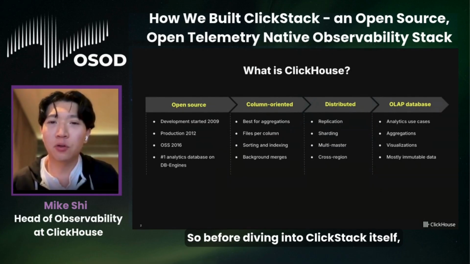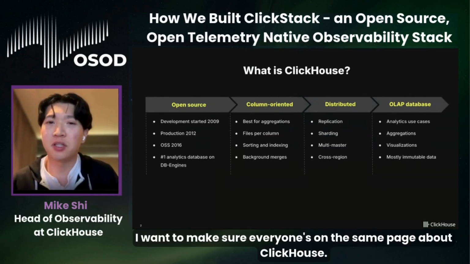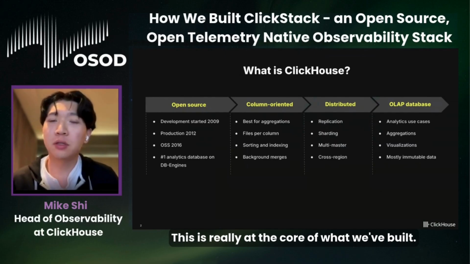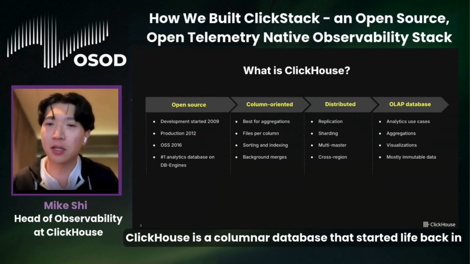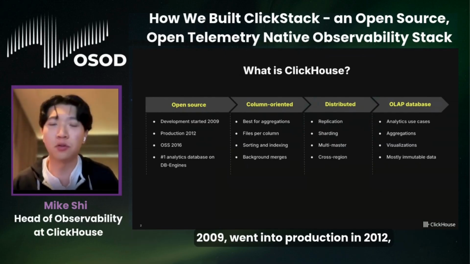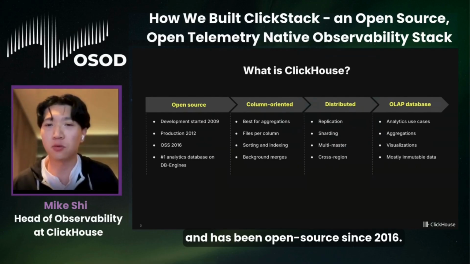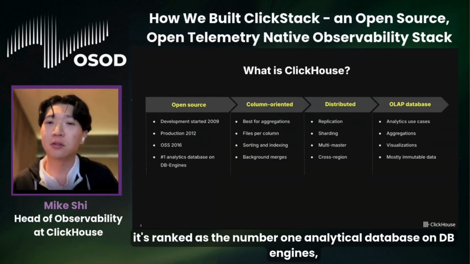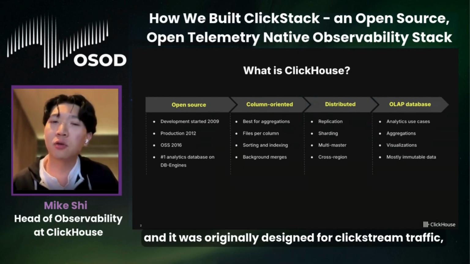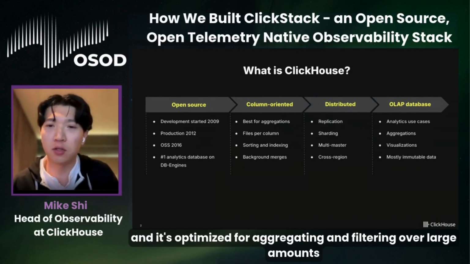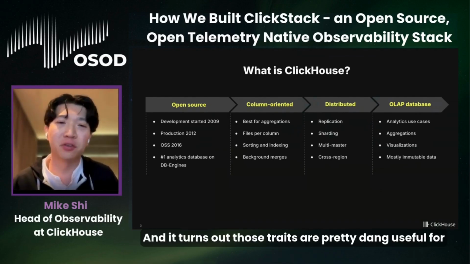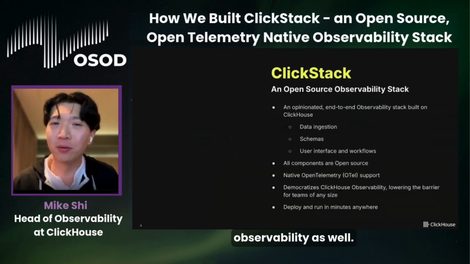So before diving into ClickStack itself, I want to make sure everyone's on the same page about ClickHouse. This is really at the core of what we've built. ClickHouse is a columnar database that started life back in 2009, went into production in 2012, and has been open source since 2016. Today, it's ranked as the #1 analytical database on DB-Engines. It was originally designed for clickstream traffic, and it's optimized for aggregating and filtering over large amounts of immutable data. And it turns out those traits are pretty dang useful for observability as well.